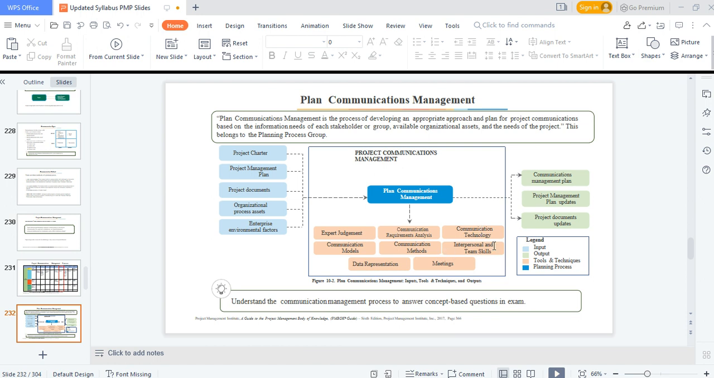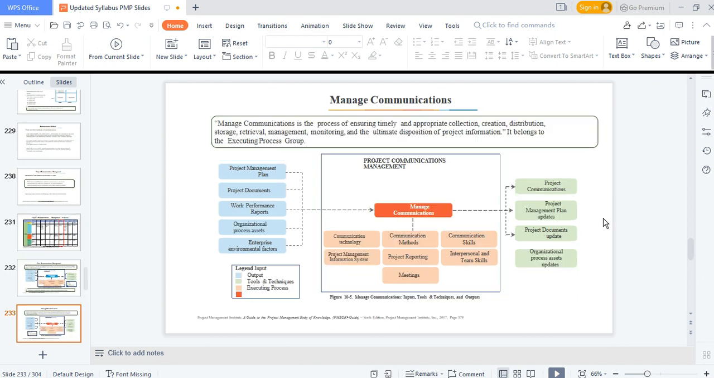People need to also have interpersonal and team skills, right? Very, very important. Then manage communication. Here is the process of ensuring timely communication. So even when you have decided that, okay, this is how we are going to communicate, this is the frequency of our communication for this particular project, we're going to have a meeting every Friday by 6 p.m. The communication is going to be via email on Wednesday and via Zoom call on Friday 6 p.m.